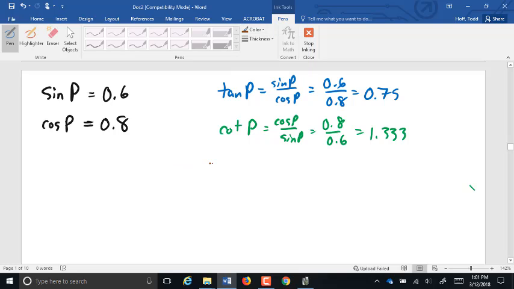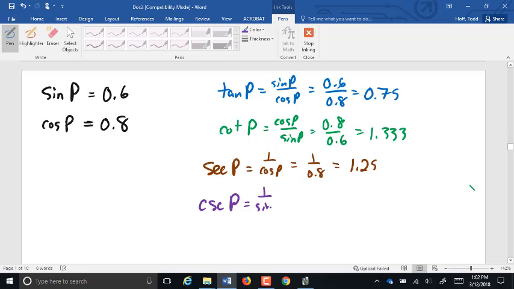How about secant P? One over cosine, or 1 over 0.8, which is 1.25. How about cosecant of P? Well, it's 1 over sine, 1 over 0.6, 1.667.